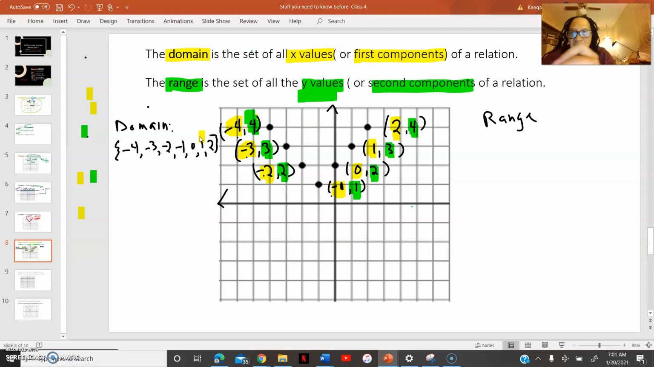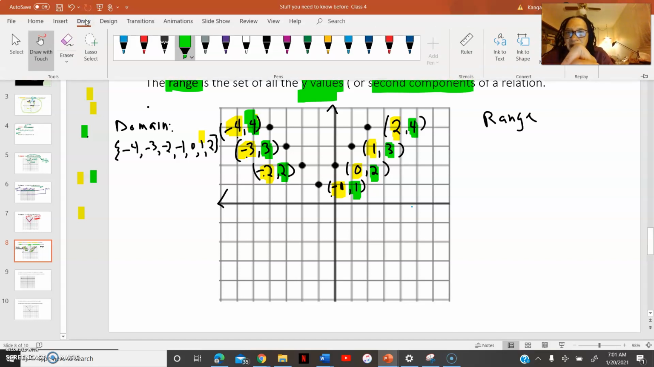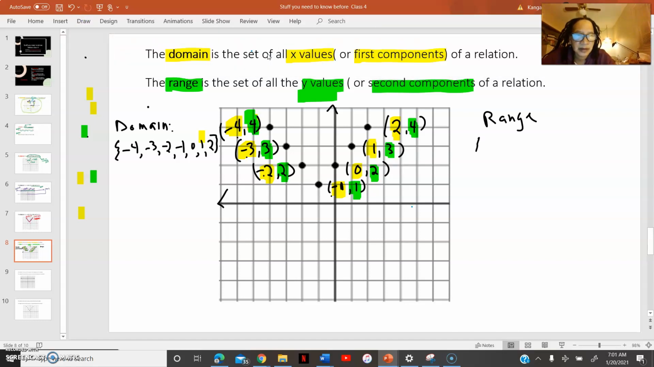So if I start naming the y values that I have, let's see, I have 4, 3, 2, 1. And then when I get over here to these points, I already have 2, so I don't have to mention it again. I've already mentioned 3. I've already mentioned 4. So there's the range. We, of course, could write them in numerical order as 1, 2, 3, 4. But that's the range. Okay, got it. Domain is the x values, range is the y values.